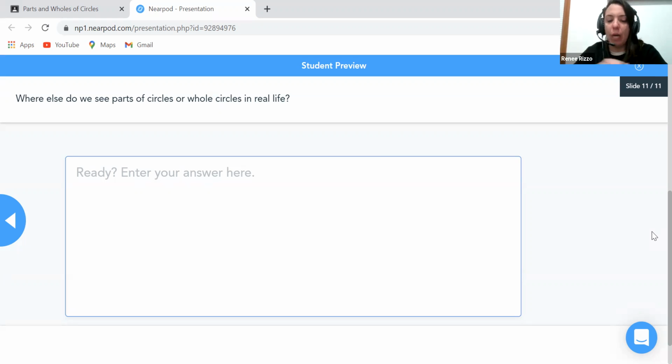A clock would be a whole circle, and we divide a clock into parts by dividing it into half hours or quarter hours. And the position of the hands changes to actually what looks like slicing the clock, correct? So these are just some examples of circles or parts of circles in real life. And I hope that you came up with even more than that in your discussions.